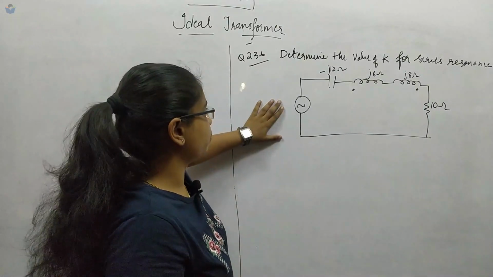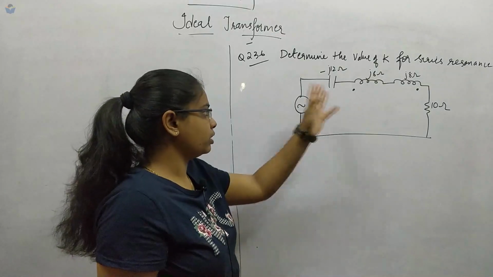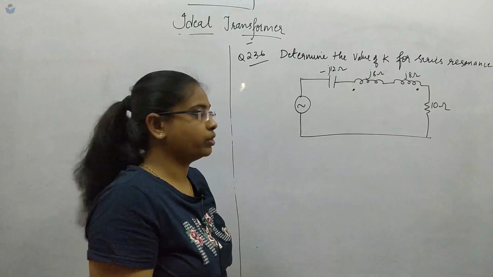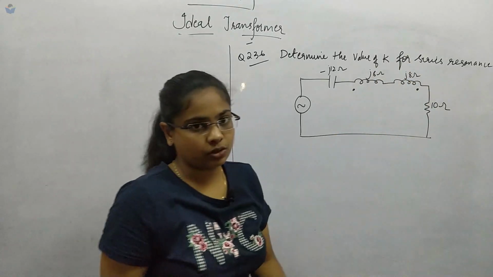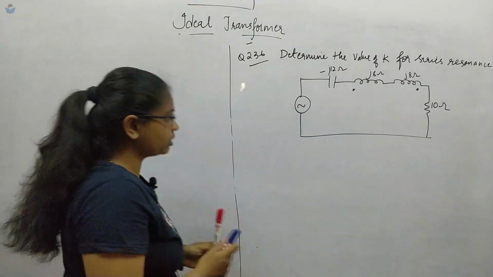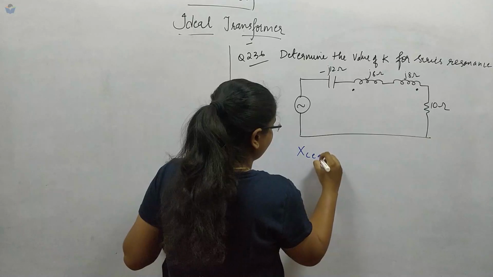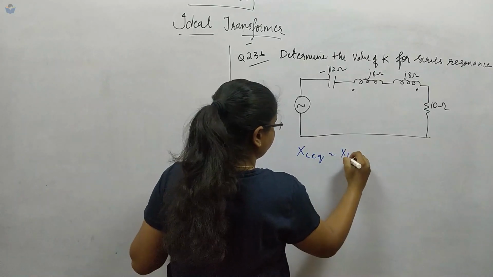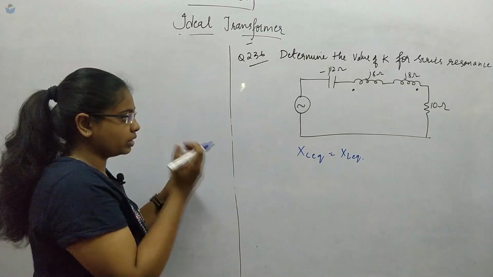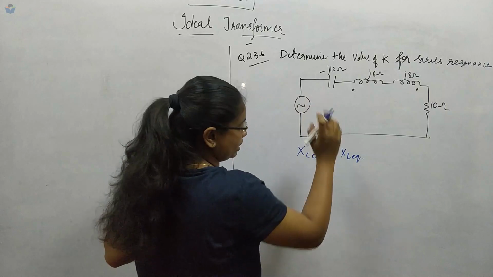So next, coming to this one, determine the value of K for series resonance. Now if you see all over this circuit, there is no K available. So how to derive this one? Now we know that it is the concept of series resonance and the concept of mutual coupling. So from the series resonance concept, we know that XC equivalent will be equal to XL equivalent, right? Now we have to see this, which is nothing but, there is only one C available.